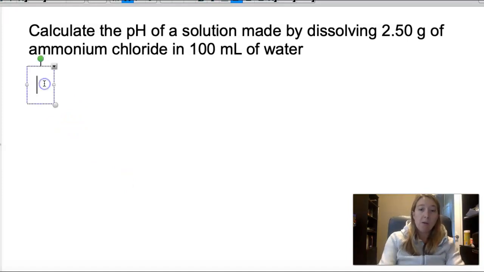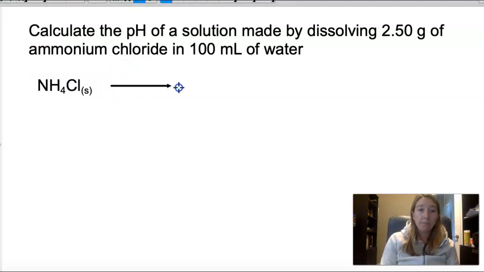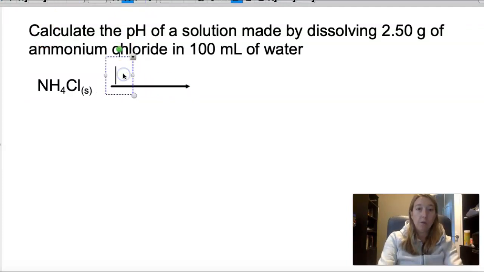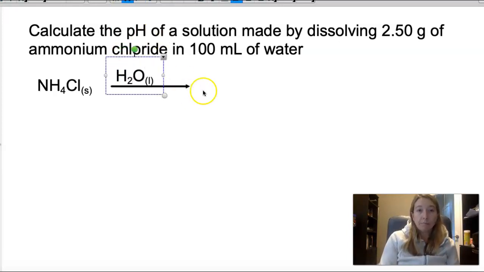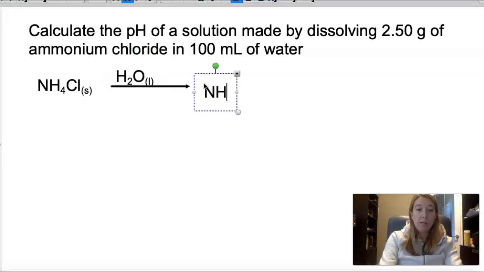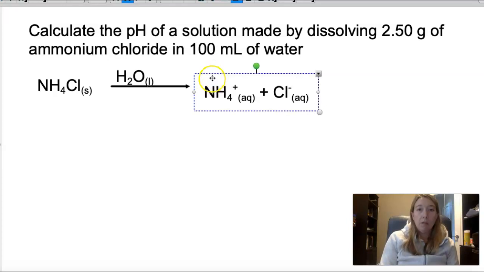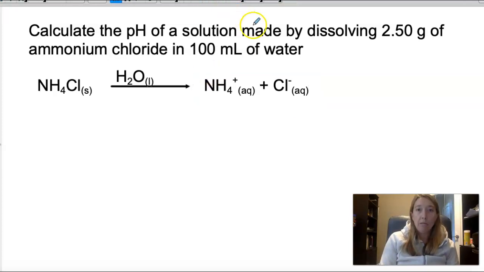All right, so we're taking ammonium chloride, which is NH4Cl. Now, I should start this as a solid because I was given a mass for it. So we are going to be placing this into water. So we have our arrow, our H2O. That's not a subscript. Okay, and this is going to give us the ammonium ion and the chloride ion. Okay, the part I care about is going to be the ammonium ion. Okay, it's not the chloride ion.